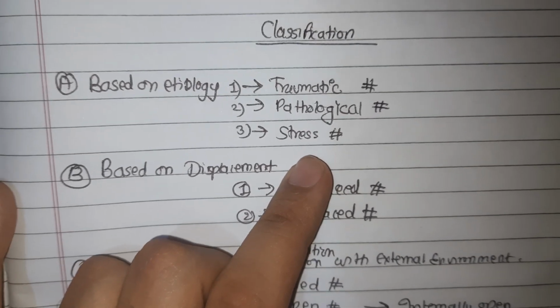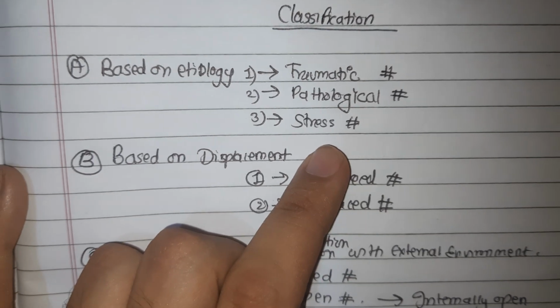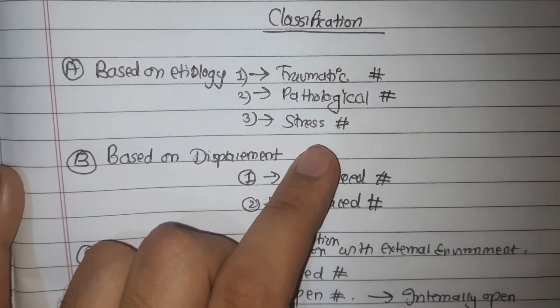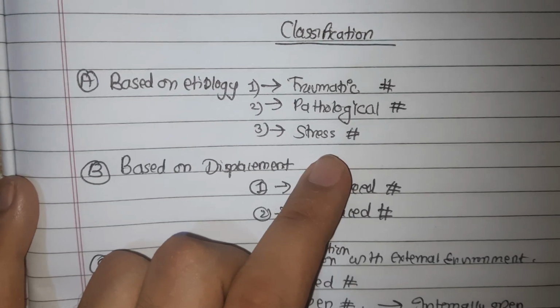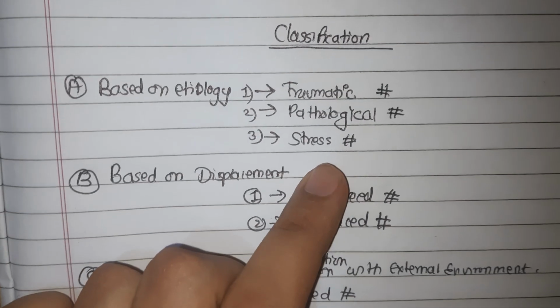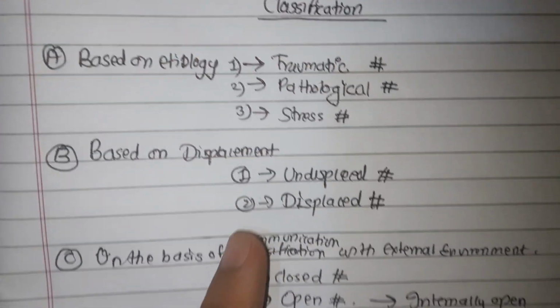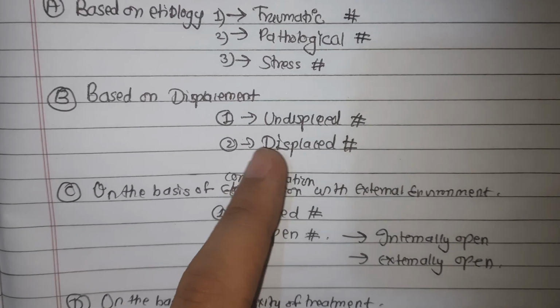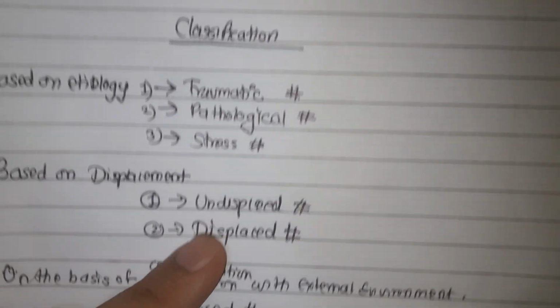Stress fracture is a very special type of fracture sustained due to chronic repetitive injury. Repeated stress results in breakage of bone trabecula, and such a fracture may not be visible on X-ray and may present as only pain in the bone. These are very difficult to diagnose and can be picked up in MRI or bone scan. And based on the displacement, the fracture can be undisplaced or displaced.